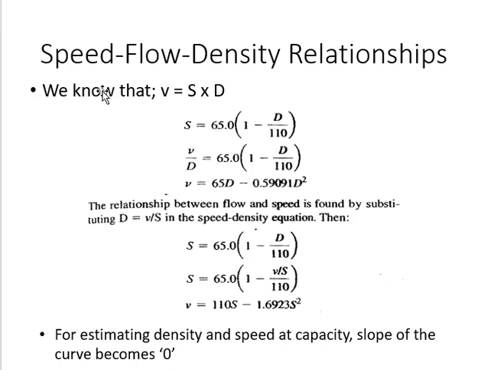Now, we have seen this equation as well, right? Flow rate equals S into D. And I have this equation between speed and density from Bruce Greenshields. So in this equation, I can replace the value of S with V over D. Then you will be left with this equation. I open the bracket, divide 65 upon 110, and this is what I get.